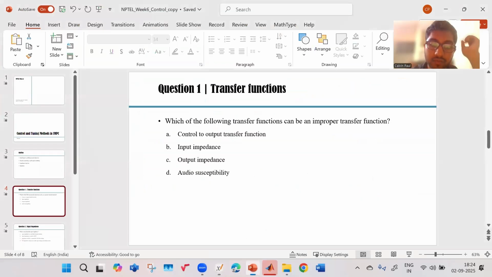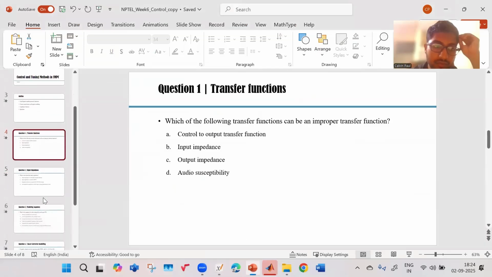Now, for the second question. Sir, what about output impedance? Output impedance is usually the same order as your converter. That is, the denominator has the same order as your converter, so it will be a proper transfer function only. Input impedance is a special case, and maybe it's better to use input admittance rather than input impedance.